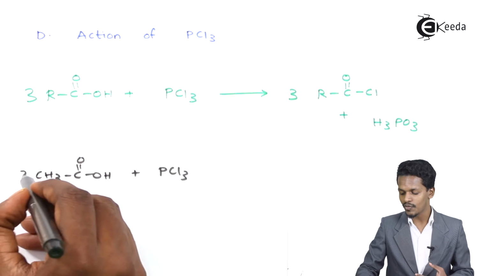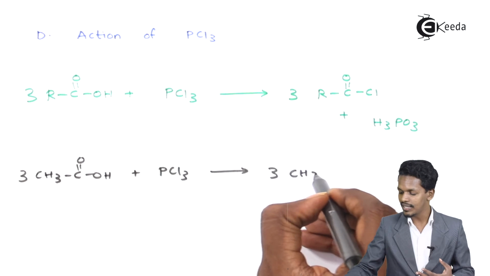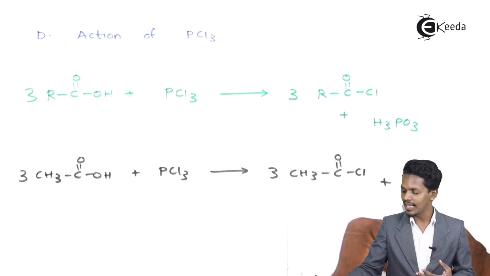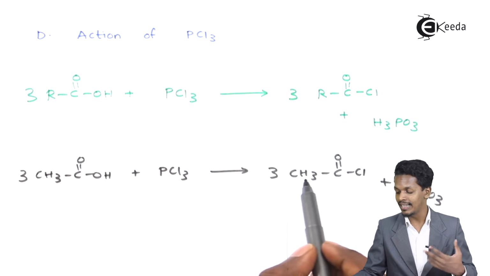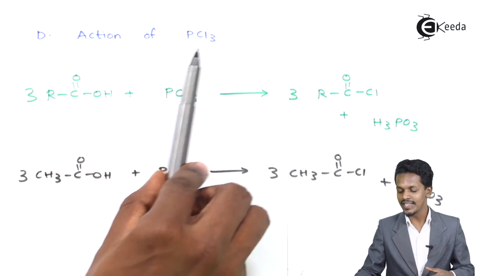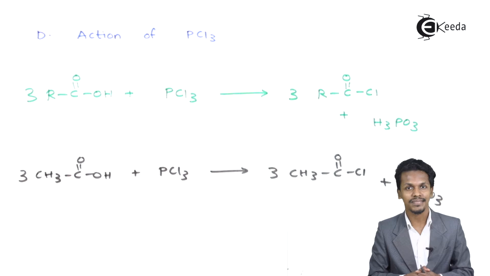So what we have to do is balance the reaction in such a manner that we could get 3 moles of CH3COCl along with H3PO3. The product that we have obtained here is known as acyl chloride, and in this case it is known as acetyl chloride. So this is how PCl3 acts on the carboxylic acid. Now let us move on to the next one.